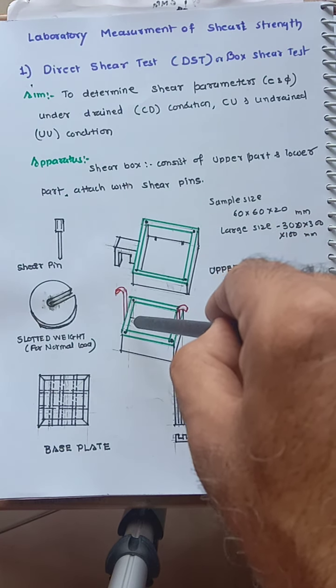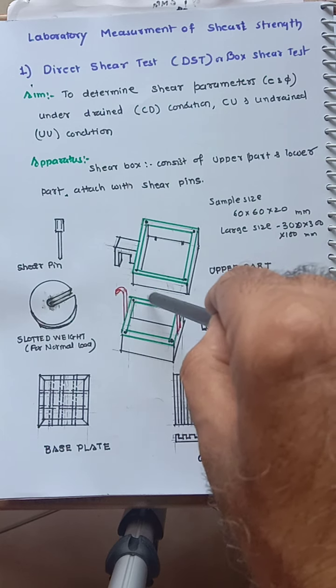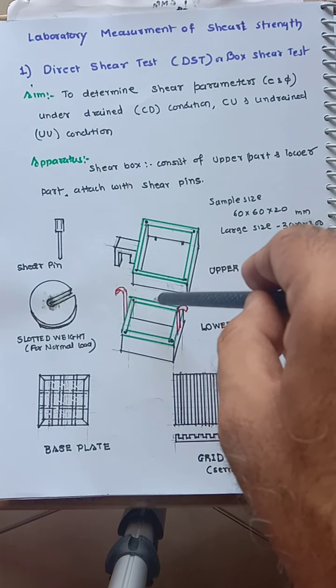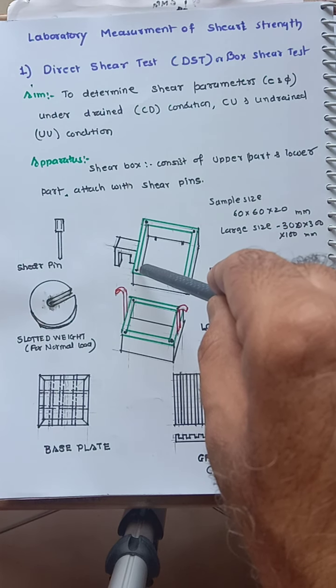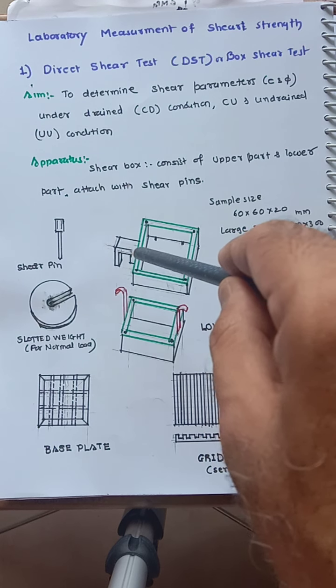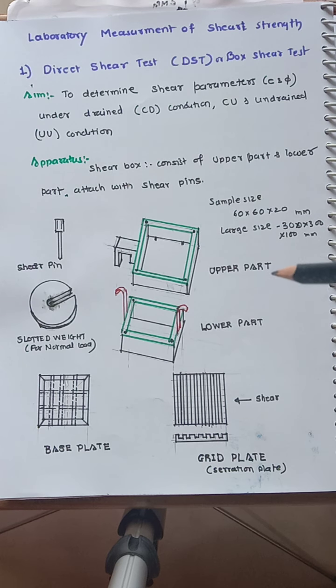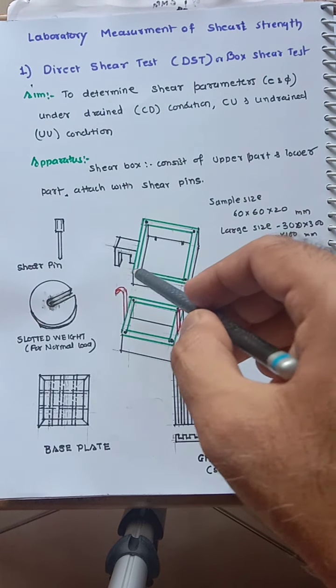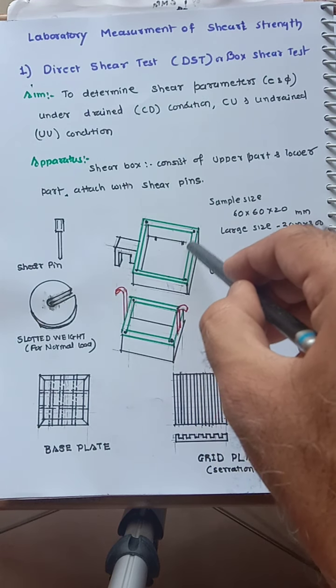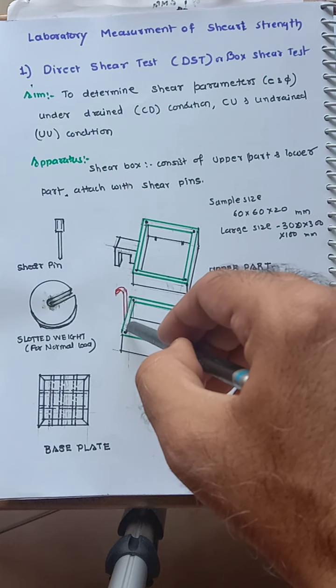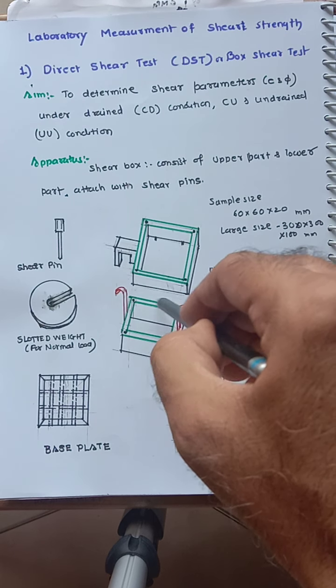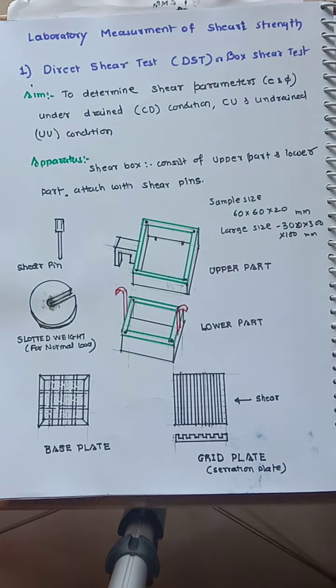This part is placed on the lower part, of the same size. The area is fixed, because this is available in a small size or a larger size. The small size is 6 centimeter by 6 centimeter. It's a square, 6 centimeter by 6 centimeter, internal. That size of sample is fixed, and the height is 20 mm. We'll see how to adjust that.